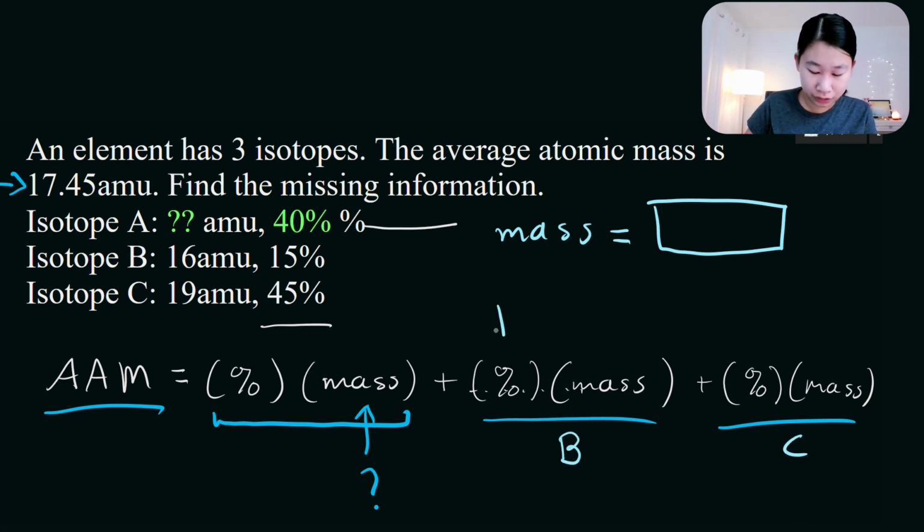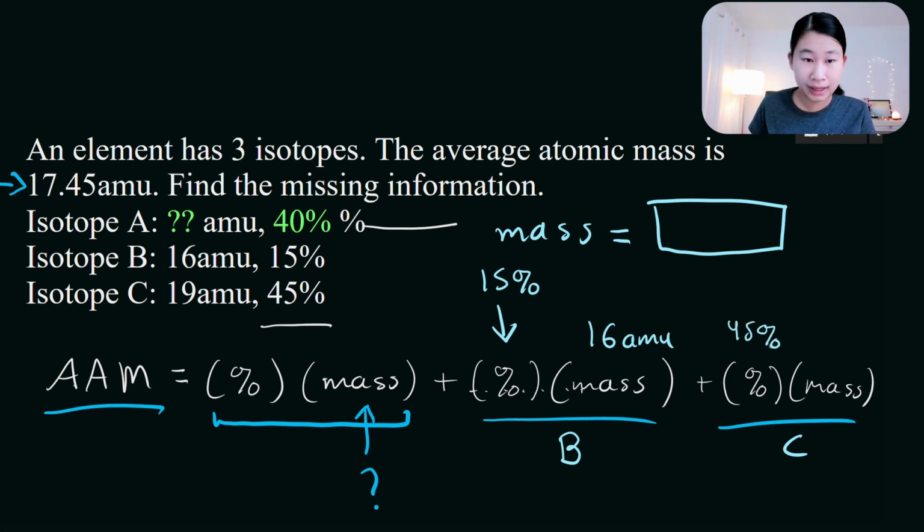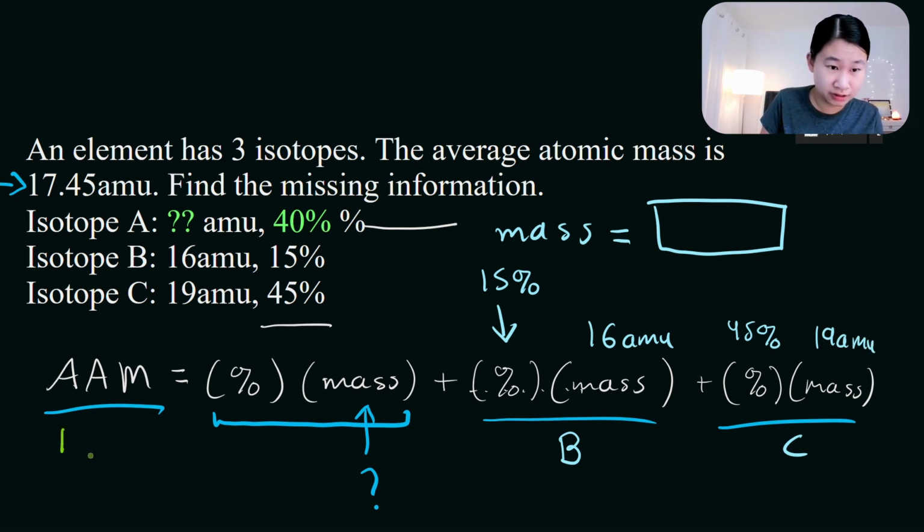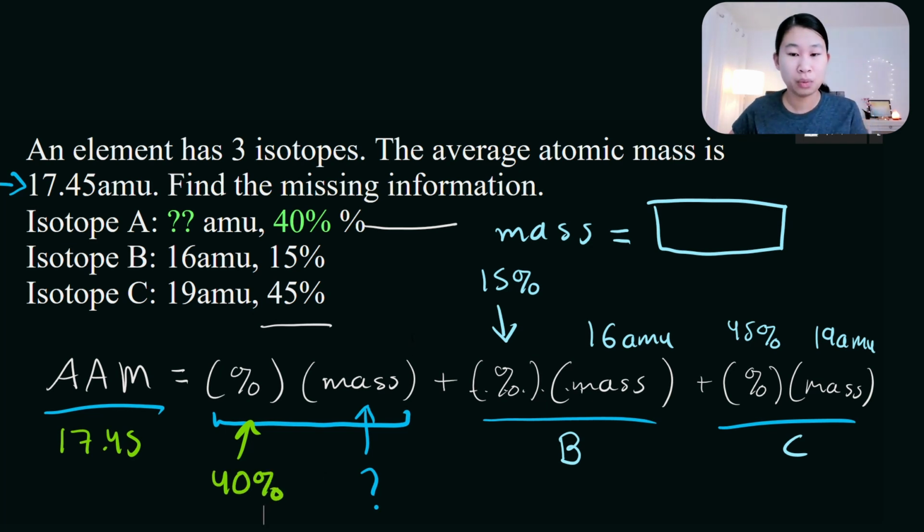So here you're going to put the 15% divided by 100. And then you're going to have the mass of isotope B, which says it's going to be 16 AMU. And then over here you have C. So you're just going to fill in the information. C has a percentage of 45% and its mass is going to be 19 AMU. Another piece of information is, of course, the average atomic mass, which is 17.45. Now we also know the percentage of isotope A because we just found it as 40%, so you'll want to convert that to decimal.